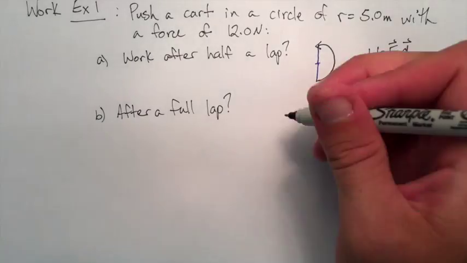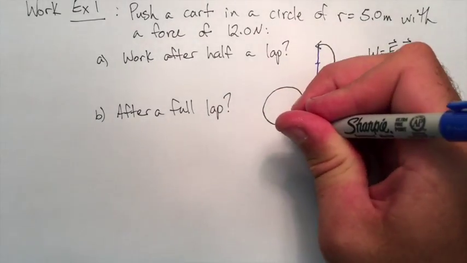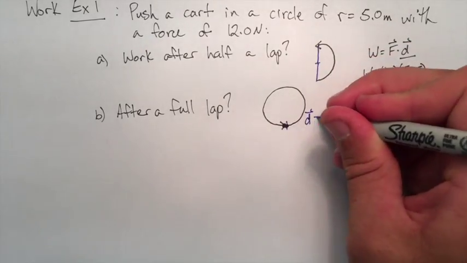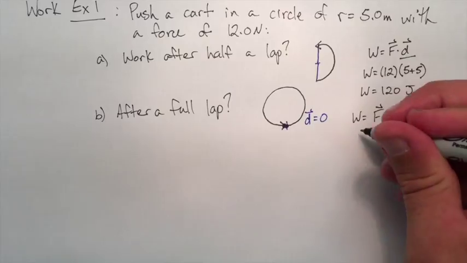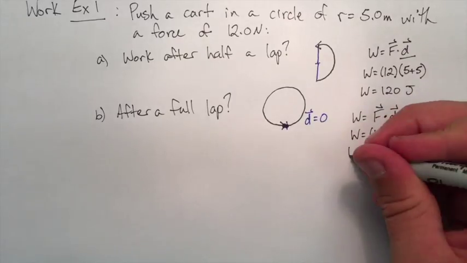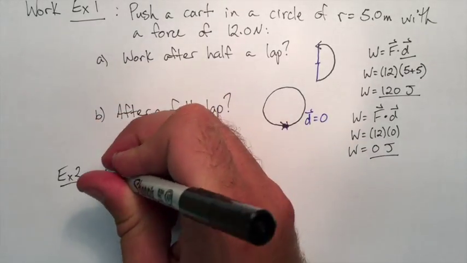If we take a look at after a full lap, here we're basically ending where we started. So our displacement is 0. So if we put that into our calculation, where displacement is 0, we get no work done. So we need to pay attention to what our displacement is to actually calculate our work.